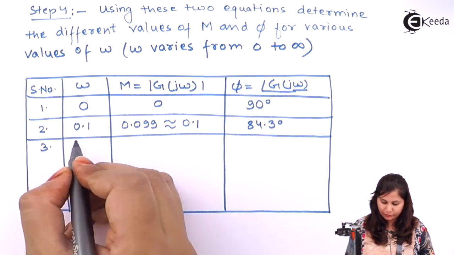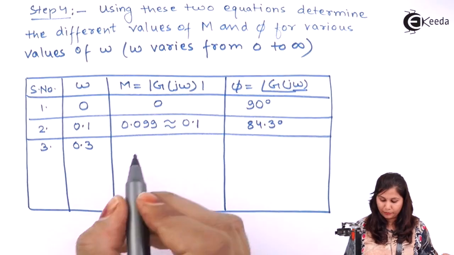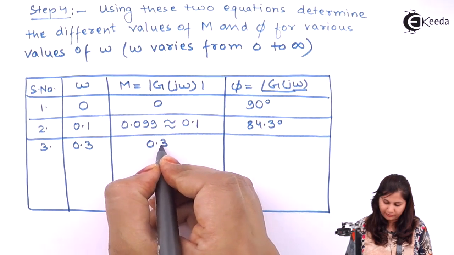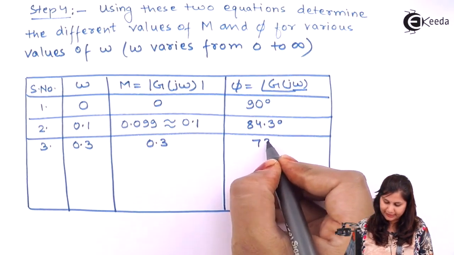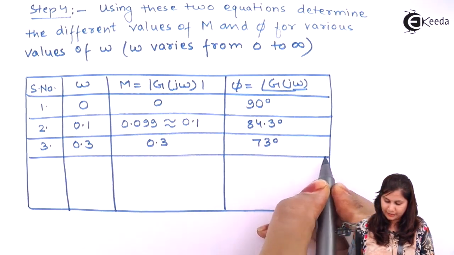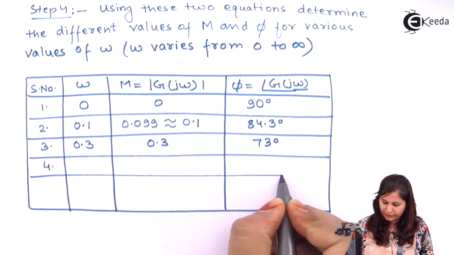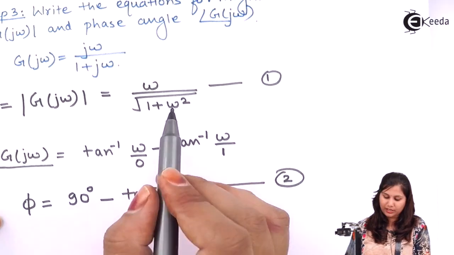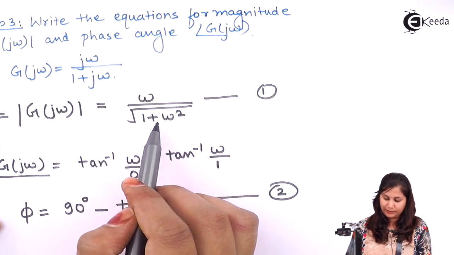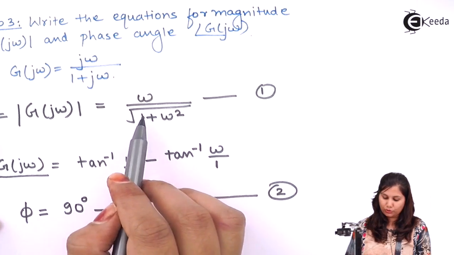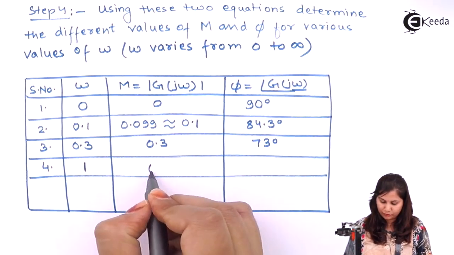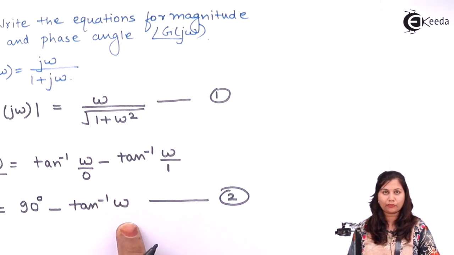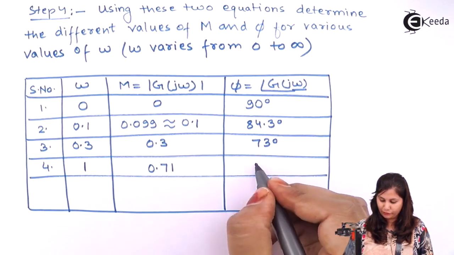Now take another value like 0.3. Put it in the magnitude and phase angle expression. We will get, for 0.3, the magnitude as 0.3 and angle as 73 degrees. Similarly, for various values, obtain the magnitude and phase. For 1, if we put 1 here, then 1 upon under root of 1 plus 1 square, that is 2, so it will come out to be 0.71, and the phase angle, we have tan inverse of 1, so this will be 45 degrees.